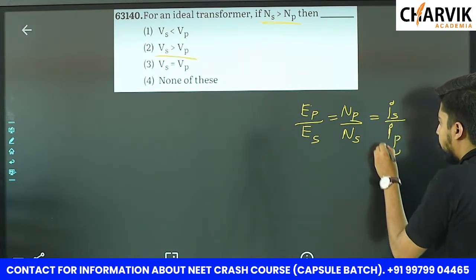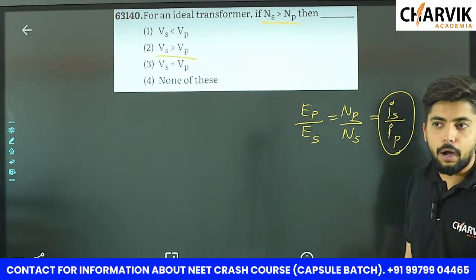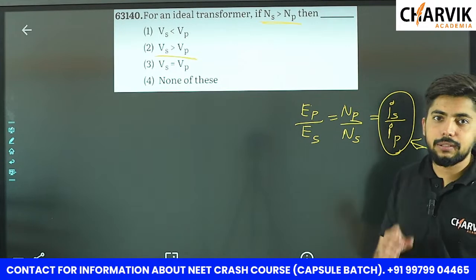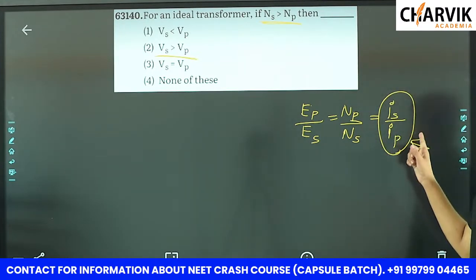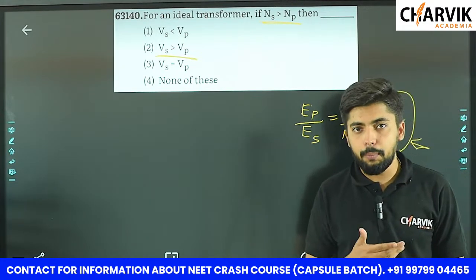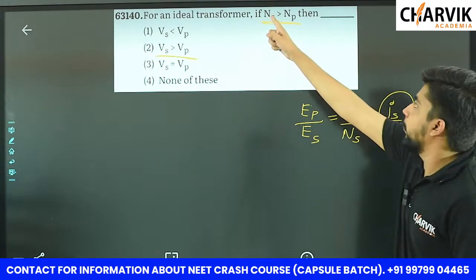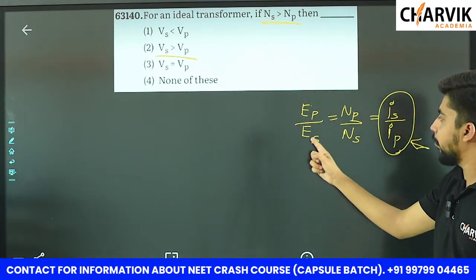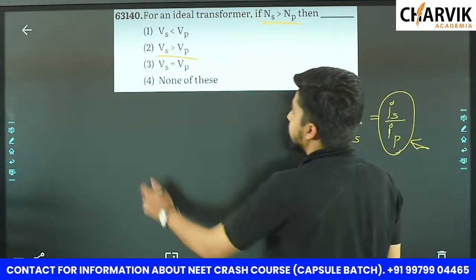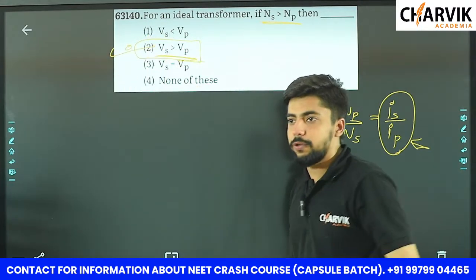This is the important relation, that current is inversely proportional to the number of turns. Don't get confused in this one, and don't make the mistake if they ask the question from this particular portion. So right now they are only asking us about the relation between the number of turns and the voltage produced, which is directly proportional. So if the number of turns in the secondary is higher, we can say the voltage produced in the secondary will also be higher. So we can say VS is greater than VP, which is given in the second option, which becomes your correct answer.